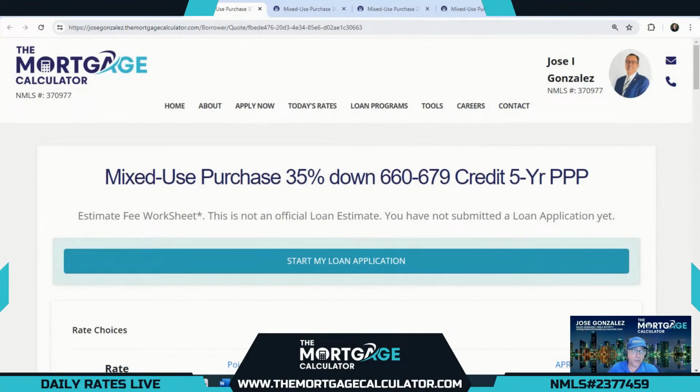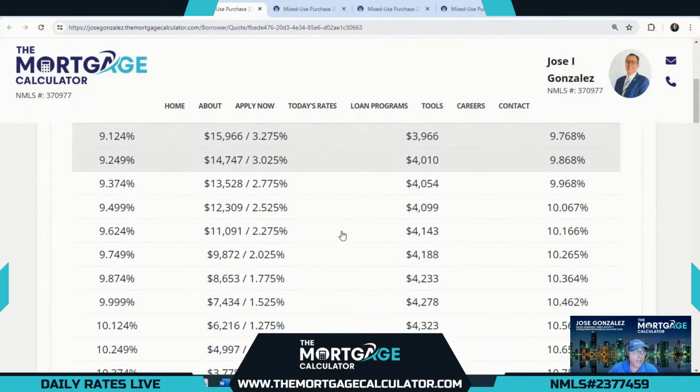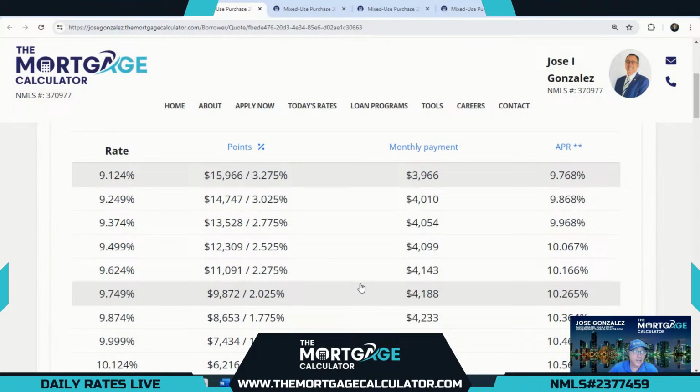Now, for this particular option, our lowest credit score is 660. So here we are at 660 to 679. 35% down is now the minimum down payment for this option at a 65% LTV. We're looking at 10.749 as our lowest cost option, almost at par. And you can buy that down to 9.124%.